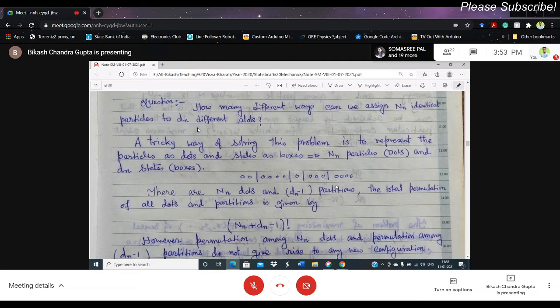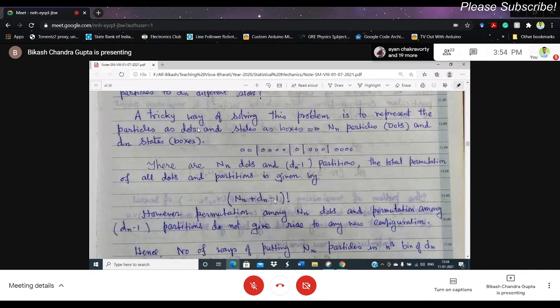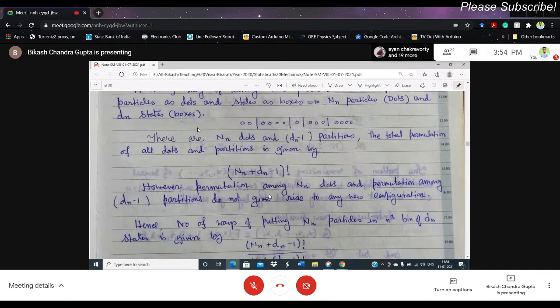If there are Dn boxes, there are Dn minus 1 separations, separating walls, partitions. So there are Nn dots and Dn minus 1 partitions, and altogether there are Nn plus Dn minus 1 particles and partitions. Now, if you have a permutation among themselves, then you have total number of permutations (Nn plus Dn minus 1) factorial. But you do not get anything new if you have the permutation among the partitions, and also if you have only the permutation among the particles.